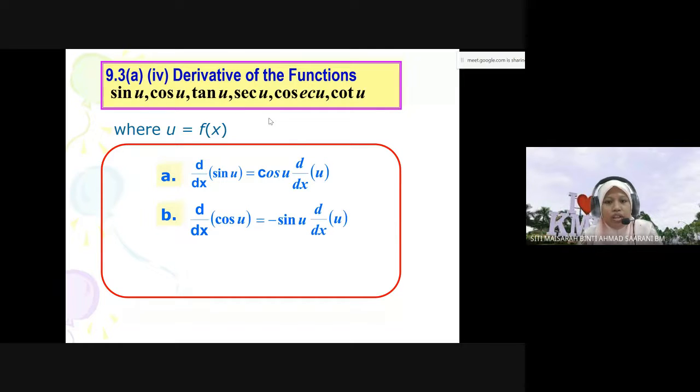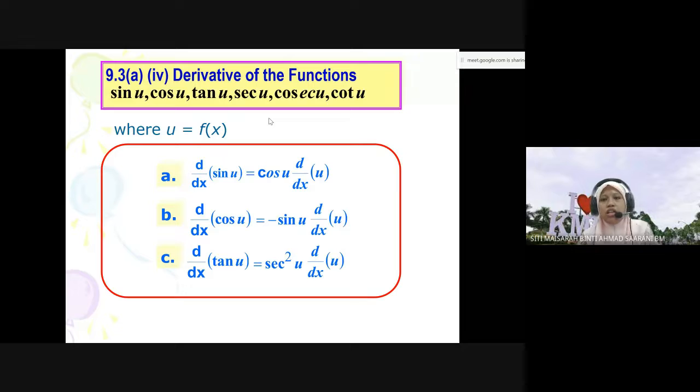Alright, for B, we differentiate cos u with respect to x equals negative sin u, multiply differentiate u with respect to x. So this is similar to A. Alright, and then differentiate tan u with respect to x is equal to secant square u, differentiate u with respect to x. So here, differentiating sin, cos, tan, cosecant, secant, the six from earlier are all the same, except here you need to differentiate the angle. You need to differentiate the angle.